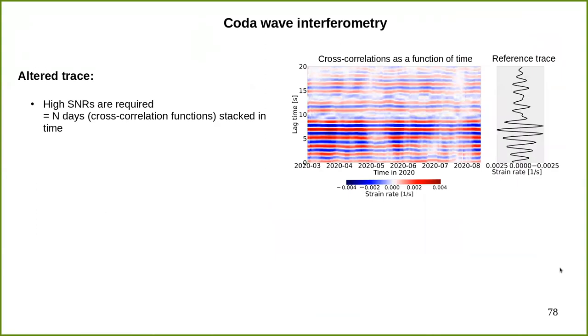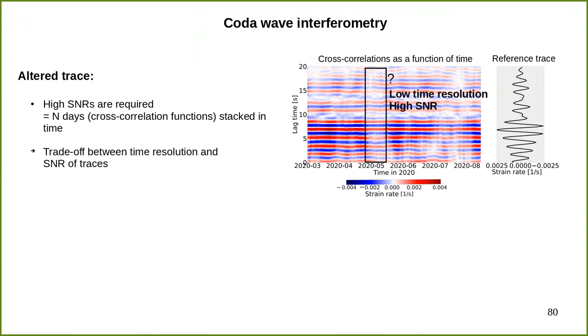A good signal quality is also required for the altered traces. And also here we make use of temporal stacking and stack a certain number of data cross correlations in time. However, we can imagine that by stacking in time, we lose temporal resolution. And the main trade-off here is to obtain the maximum time resolution possible by keeping the signal-to-noise ratio of the traces high enough such that reliable measurements can be obtained. For example, we could stack lots of days or daily cross correlations and would then obtain a very low time resolution but a high signal-to-noise ratio. In contrast, if we stack few days, then we obtain a high time resolution but may have a very low signal-to-noise ratio.